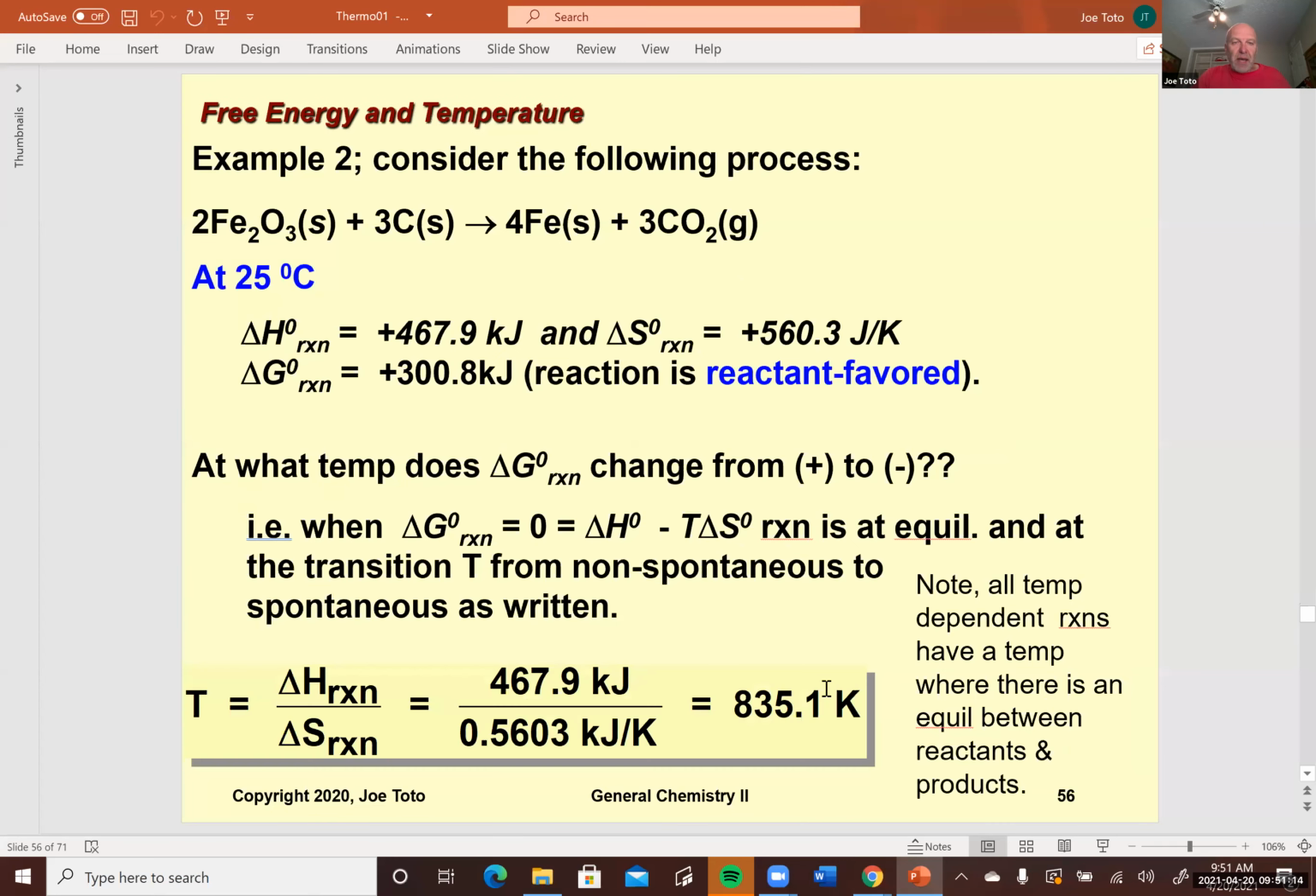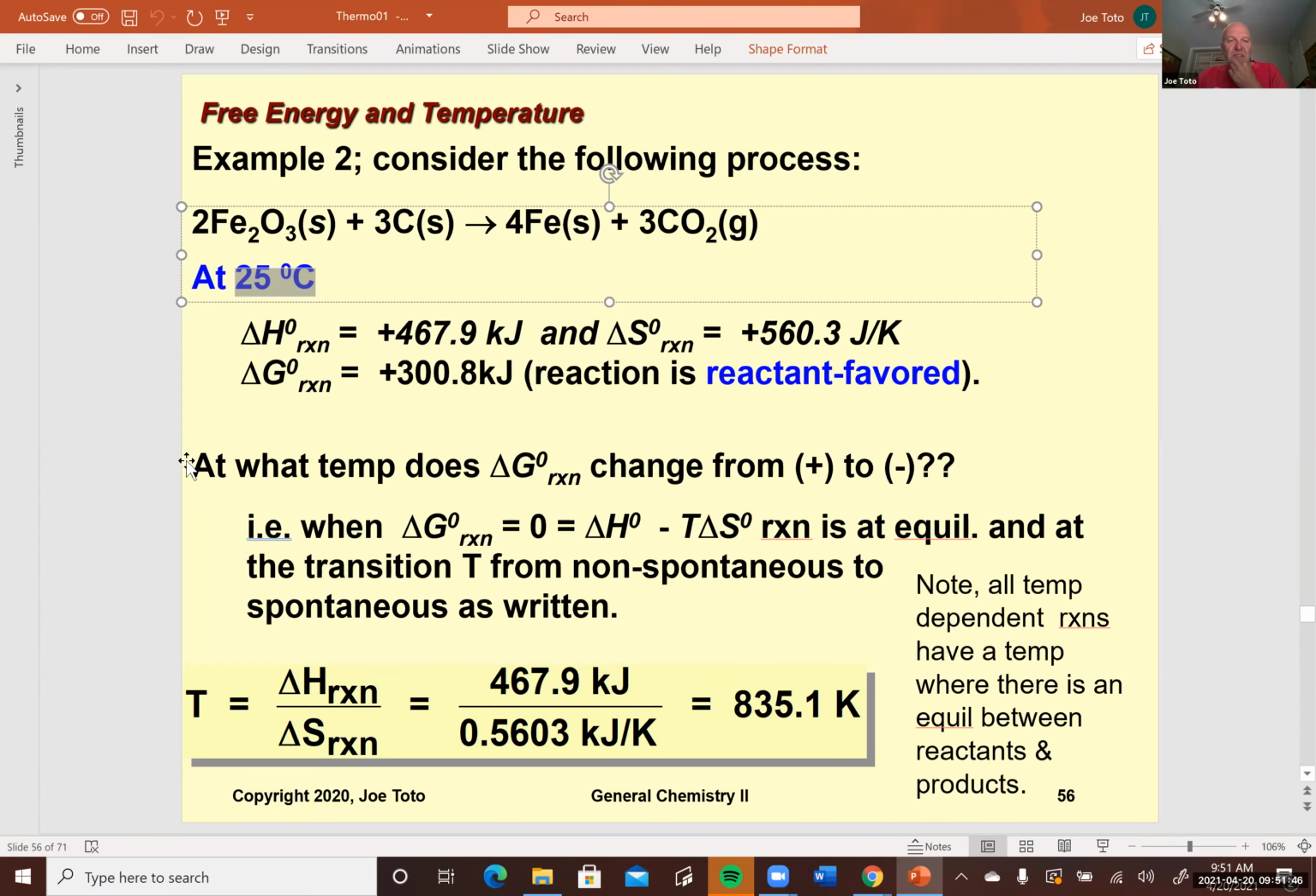Then let's go back to where we left off last time and take a look at this tipping point temperature. So we have some reaction, which we can calculate the delta H and the delta S for, and therefore we can calculate delta G for the reaction and see that at this temperature, standard temperature, the reaction is non-spontaneous.